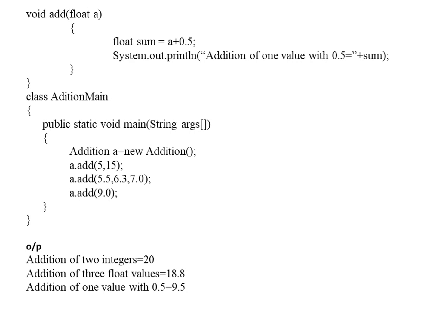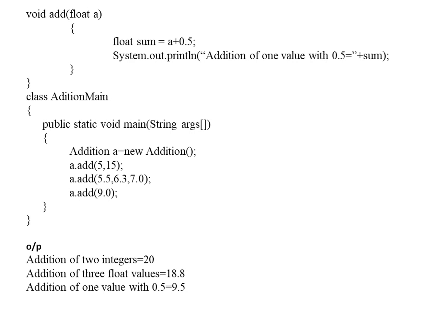Once you call a dot add of 9.0, first it will check the first method. The first method has two parameters, both are integers, so it will not call that. Then it comes to the second method where you have three parameters; even that doesn't match the number of arguments. So automatically it comes to the third method. It checks whether it has only one parameter. Of course it matches. Then the type of the parameter is also float. So it decides to call the third method.